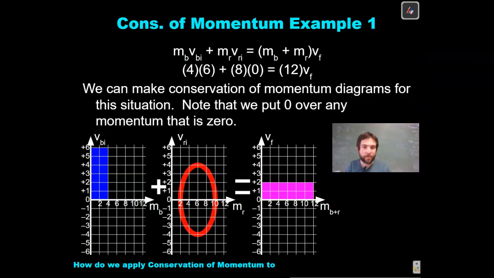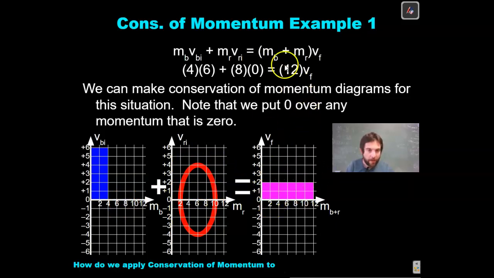We can make conservation of momentum diagrams for the situation. Note that we put 0 over any momentum that is 0. So just so you don't get confused, you can just write in a big old 0 over the momentum chart for the red car. The blue car has a mass of 4 kilograms, and it is moving with a speed of 6. So 4 times 6, and then you shade in each one of these, and you get 24 kilograms times meters per second. No momentum for the red car, and then finally the final one.